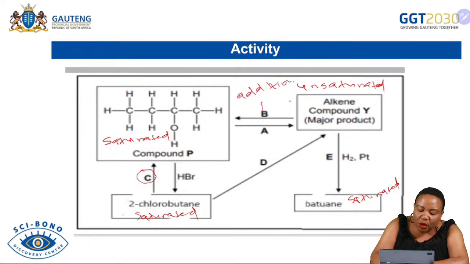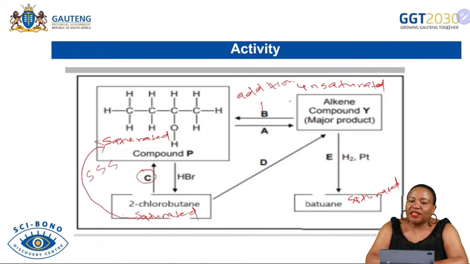So we know that when we move from saturated to saturated, we are using triple S. So saturated to saturated means the type of reaction that we are going to get for reaction C is going to be substitution. Then you can also think about reaction D.